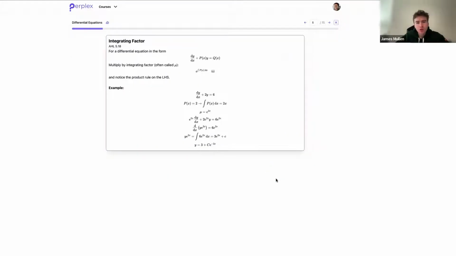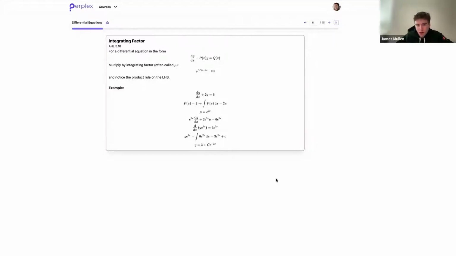The next technique is the so-called integrating factor, and it's for differential equations that have the form dy over dx plus p of x times y is equal to q of x. And we have this weird trick where we're going to multiply through by an integrating factor, mu. And essentially, this trick comes from the product rule, and you'll see that more clearly in the example.